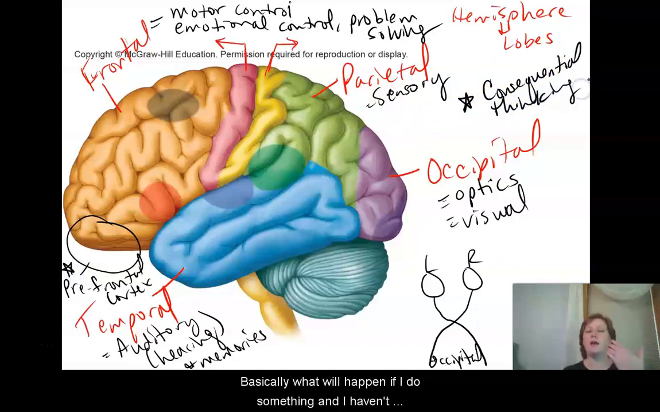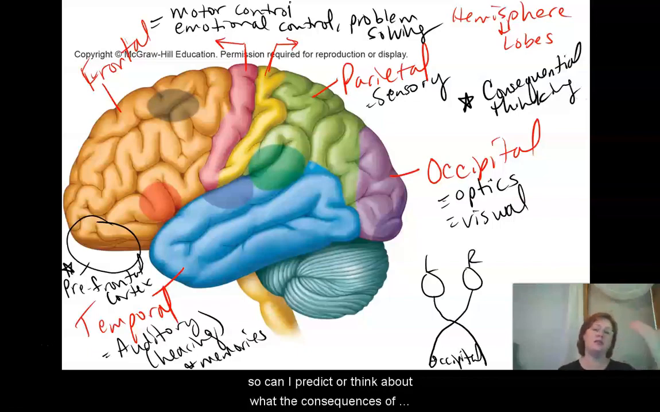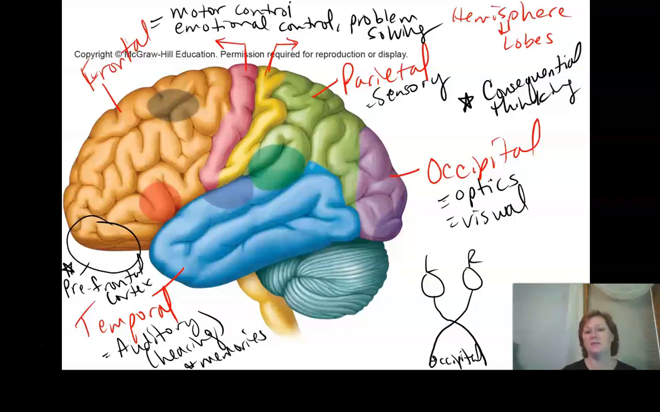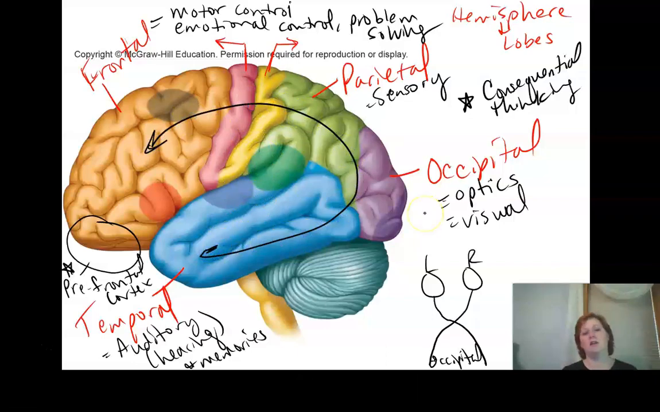Basically, what will happen if I do something and I haven't been taught what will happen? So can I predict or think about what the consequences of my actions would be? Now, the brain develops somewhat in this direction. So we start here in the temporal lobe and it matures like this. Which makes sense if you think about a baby.